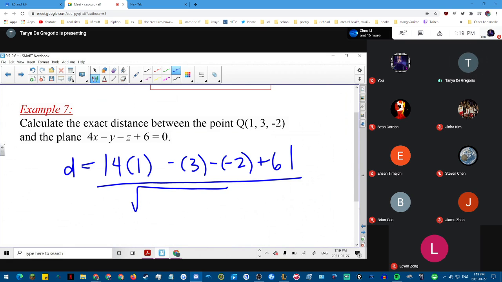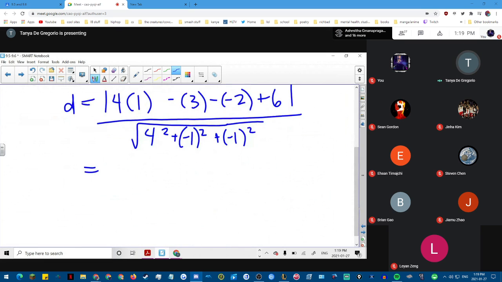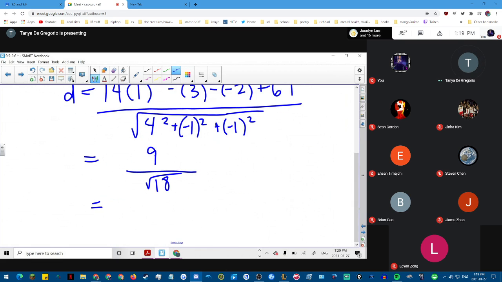And then a squared plus b squared plus c squared, right, which is our normal. The coordinates of the normal. Okay, and so here I'm going to have 4 minus 3 plus 2 plus 6 over 16 plus 2. So if I were to ask for this in exact, of course you would reduce it. If I asked for it as a decimal, there's no need to. And this would be 3√2.